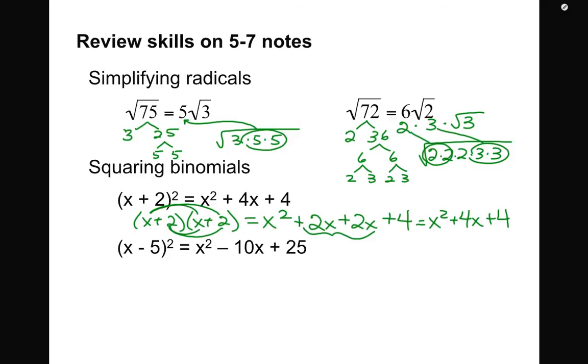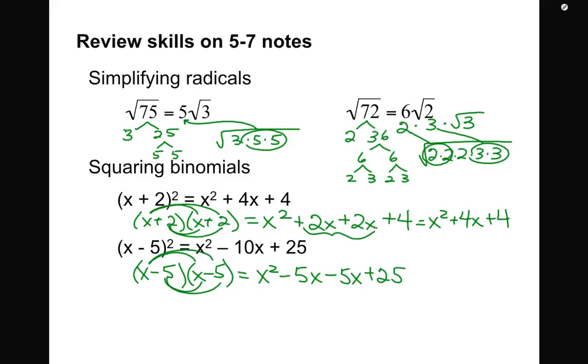The last one, x minus 5 times x minus 5. Again, FOIL or distribute together. X squared minus 5x minus another 5x. And negative times negative is positive, so that's where we get the plus 25. Combine like terms, x squared minus 10x plus 25. All right, those are some skills that we will use in our lesson today. So let's try not to make the mistakes.